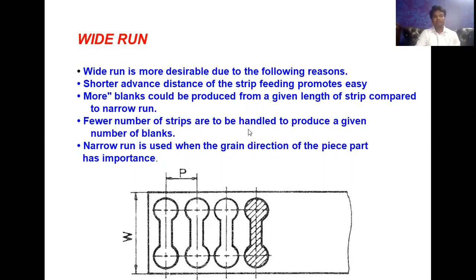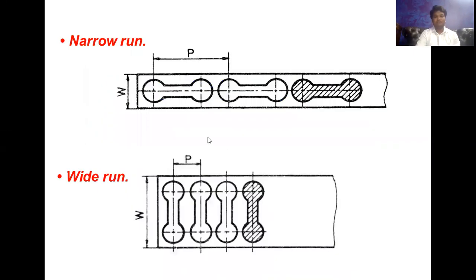Fewer number of strips are to be handled to produce a given number of blanks. So we can reduce the number of strips. If it is a narrow run, the strips required may be more, whereas with the wide run, strips required may be less.